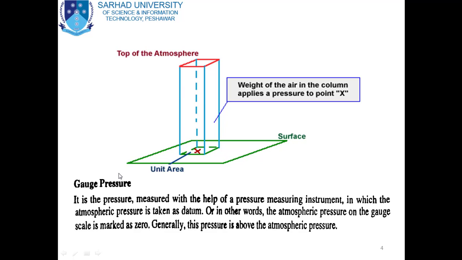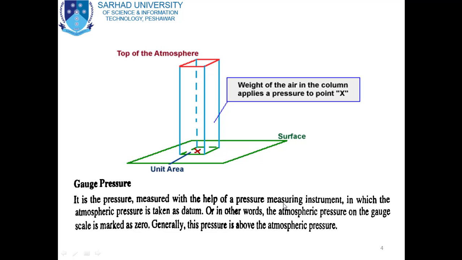Next is gauge pressure. It is the pressure measured with the help of a pressure measuring instrument in which the atmospheric pressure is taken as datum. So gauge pressures are pressure measuring instruments which are used to measure pressure by taking the atmospheric pressure as datum or zero.